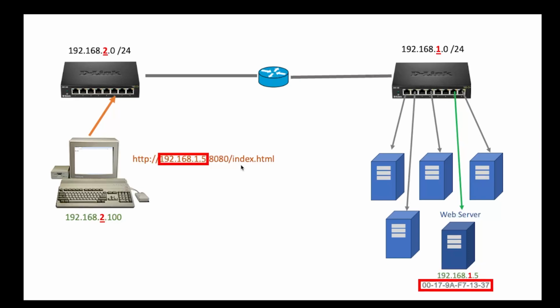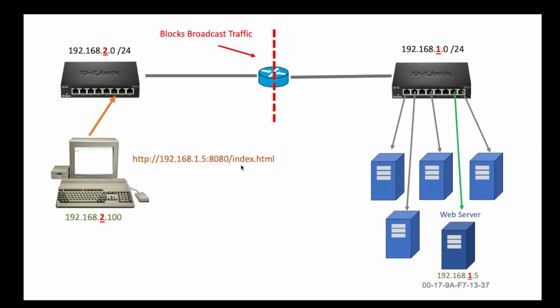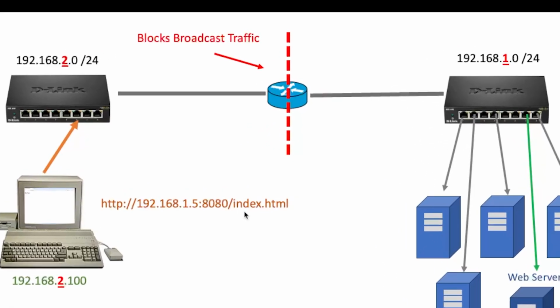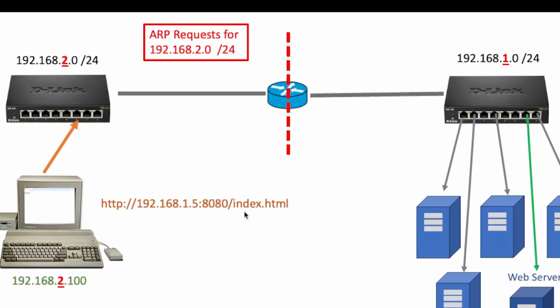In order to make a request, we first have to look up the MAC address of our web server, but now that web server lives on a different network. The router, being a layer 3 device, will block any broadcast traffic, and this is important to prevent those broadcast storms, but now we have to figure out how to reach the other side.